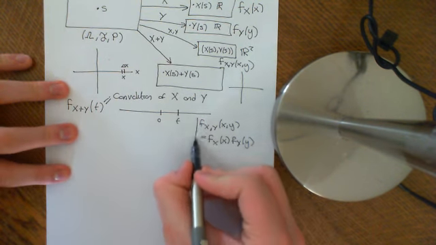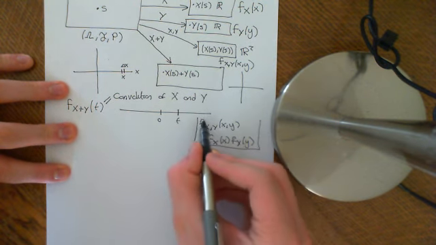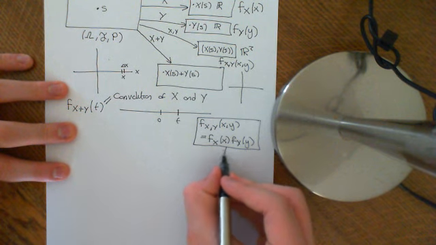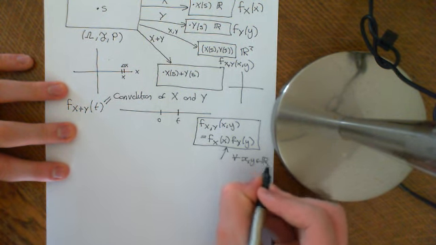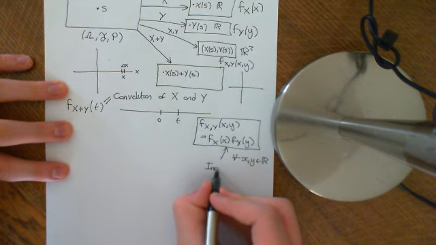That is only true if the two are independent, though. That's the definition of independent: for all little x and little y elements of the real numbers, that needs to hold true. So if they are independent, this will hold true.